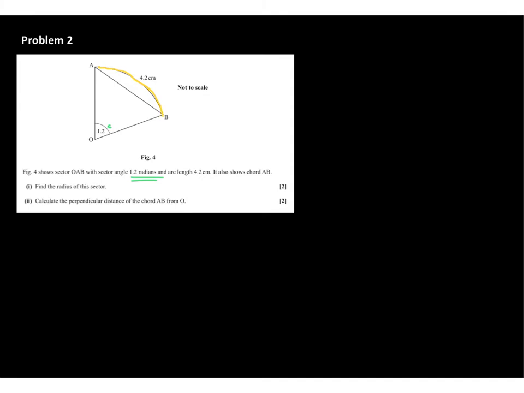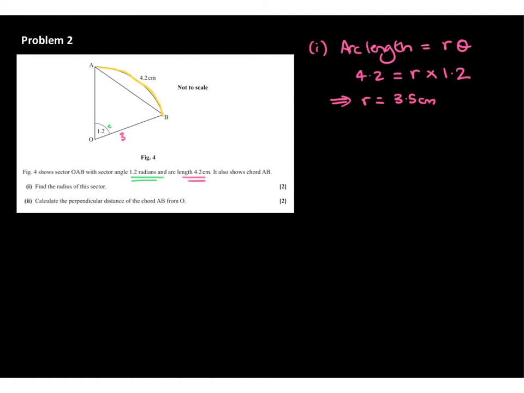So, part 1, find the radius of this sector. So, what do we know? We've been given the arc length, which is 4.2, and we know arc length is equal to r theta. So 4.2 is equal to r, the radius, multiplied by theta, the angle, which is 1.2 radians. So from here, we can very easily work out that the radius is equal to 3.5 centimetres. And I'm just going to add that to my diagram for clarity.